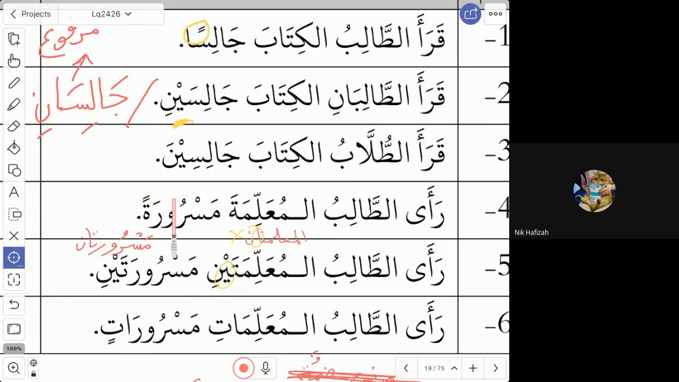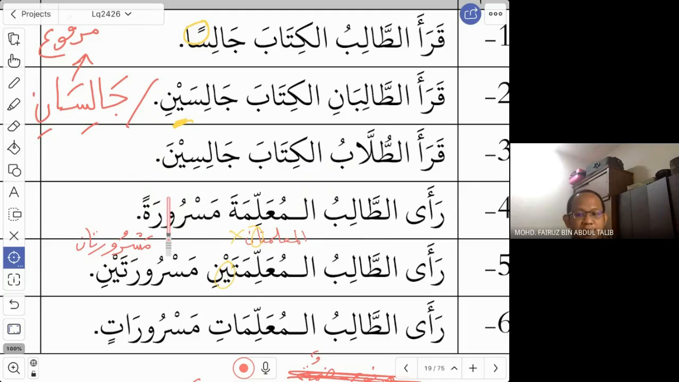Jama' muzakkar, jama' muzakkar salim. And for jama' muzakkar salim, how many versions do we have? For musanna, we have 2 versions, ani and aini. What do you think for jama' muzakkar salim? How many versions do you have?